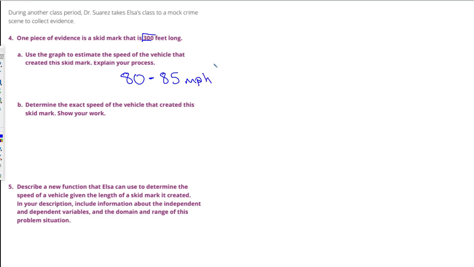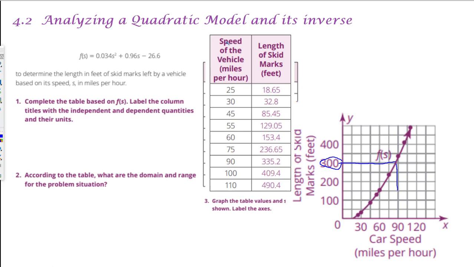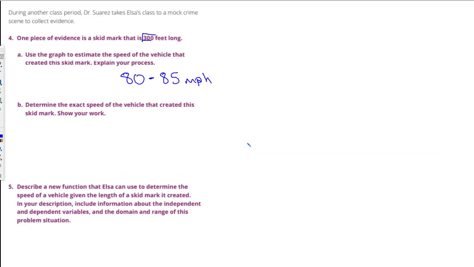You could have approximated that off of the chart. So anywhere in that range, because you can see it's less than the 90, and we know it's going to be between these two. And it looks like it's going to be closer to the 90 than the 75. So we're going to determine the exact speed of the car. How you can find the exact speed of the car, I'm going to go ahead and do over here on the side.